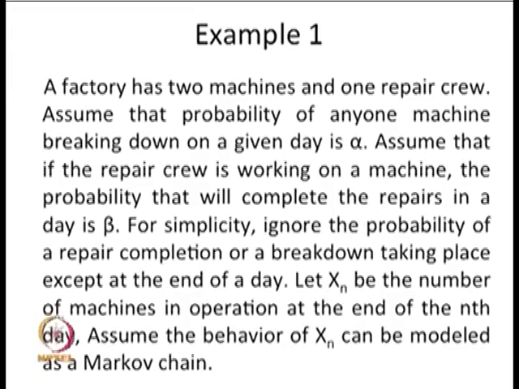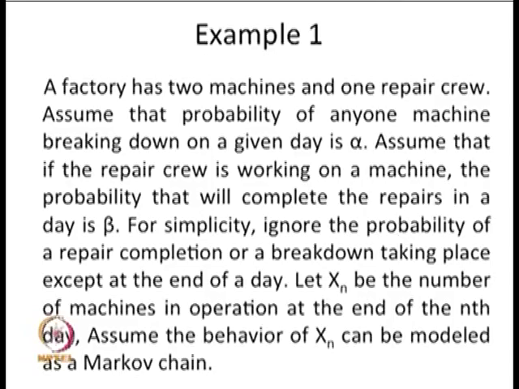So, the dynamics of the number of machines in operation depends only on the number of machines working on the previous day, not on all the earlier days. Therefore, the memoryless property is satisfied by the stochastic process X n. Therefore, this is called a discrete time Markov chain. Our interest is to find the one step transition probability matrix, with the assumption that X n is also time homogeneous.